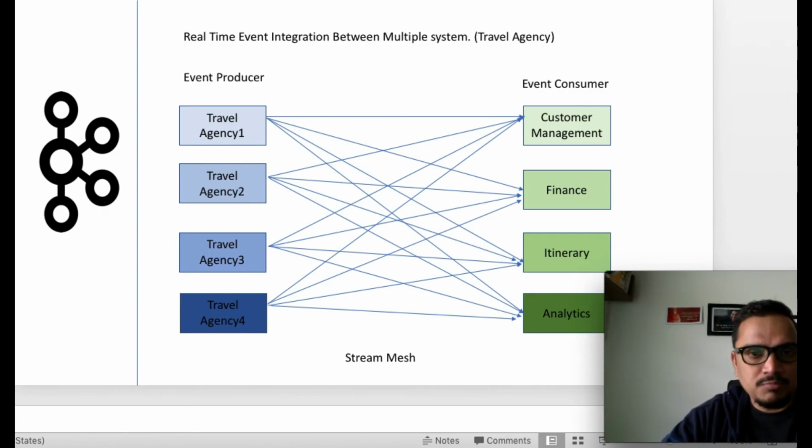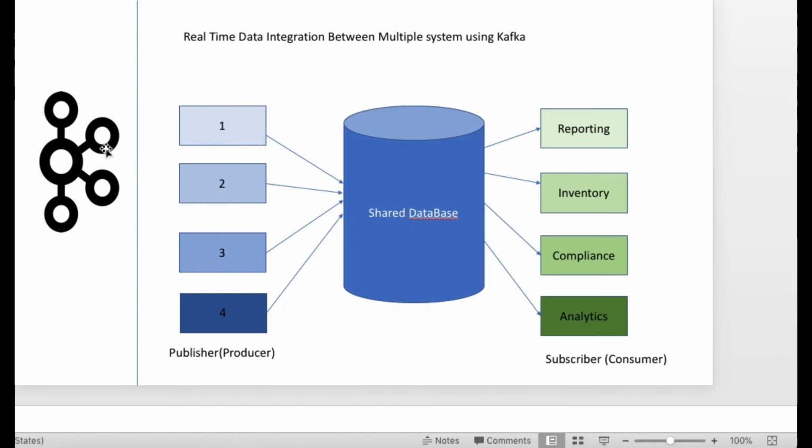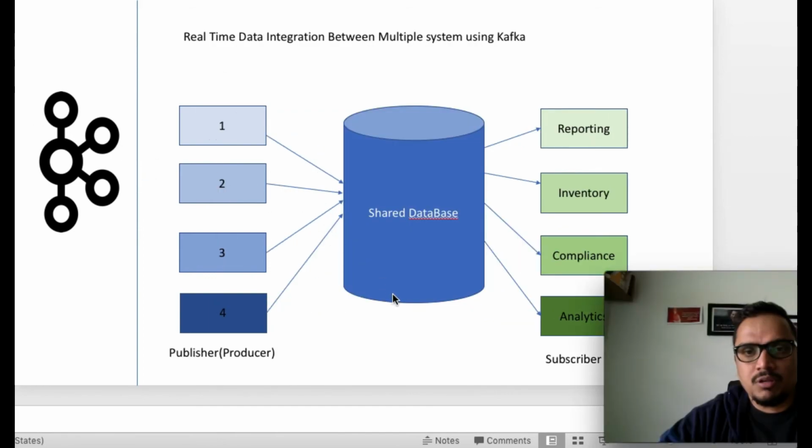But how to solve this problem? Let's take a simple example. What if I introduce one database in between? Now the tight coupling is gone. The producer is connected to the database, it isn't directly talking to the consumer, and the consumer is not talking to the producer, it is talking to the database. But the problem here is that the database is data at rest, it is not data in motion. So data is not directly going from one system to another. First it goes to some common database, and from the common database the consuming applications read it.